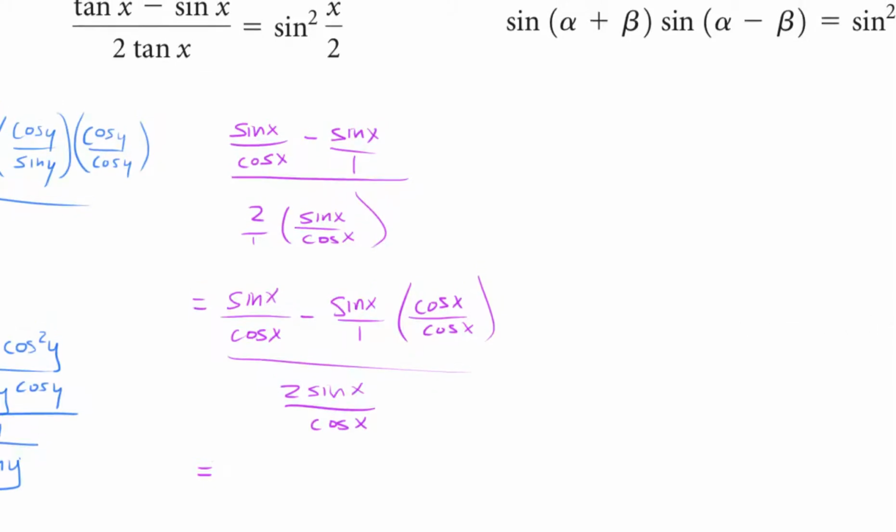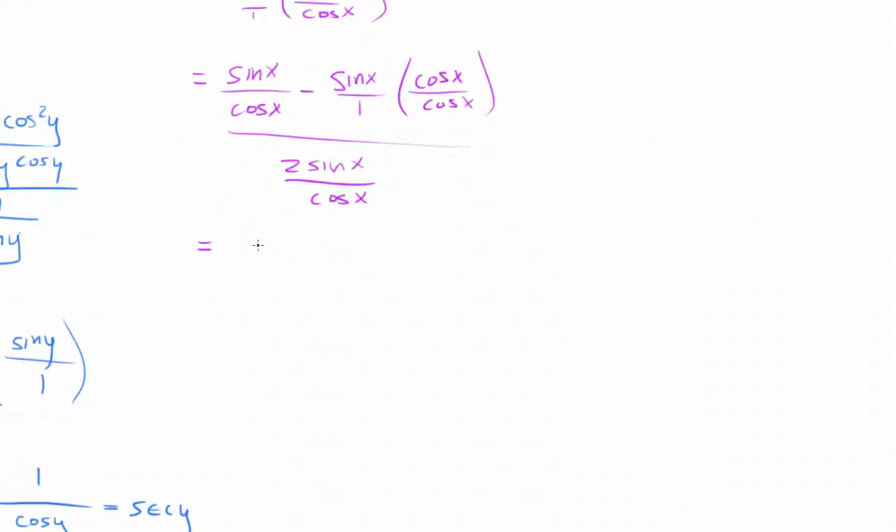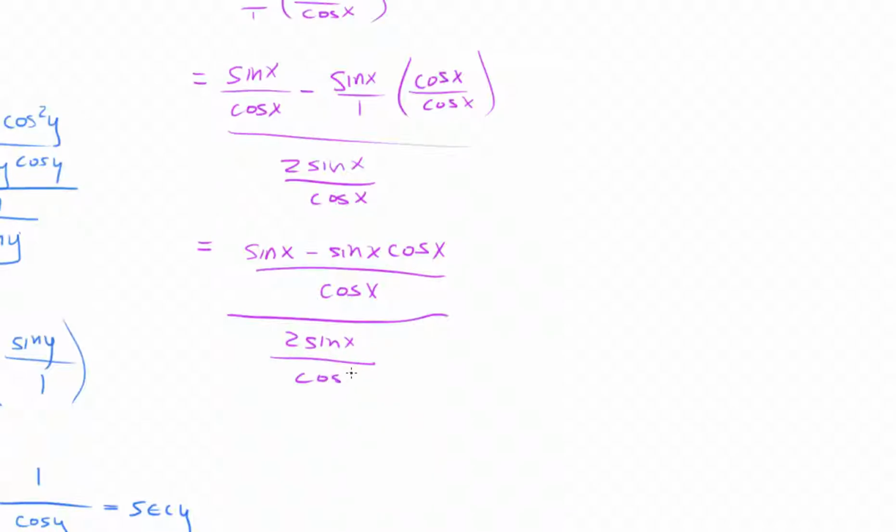Once you find a common denominator, you can group them together. So on the top, you're going to have sine of x minus sine of x cosine of x, divided by cosine of x, divided by 2 sine of x over cosine of x. Okay? Once you have this, you use the fact that for a fraction over a fraction, you multiply by the reciprocal. So I'm going to leave the numerator by itself, alone. Like I'm not going to do anything to it.